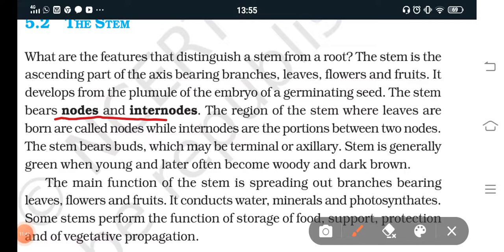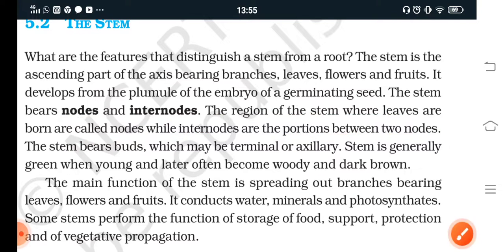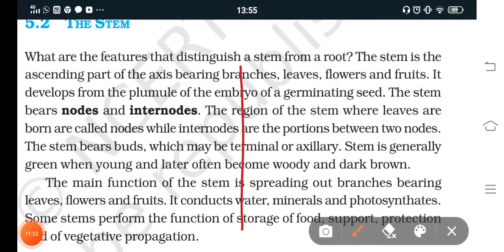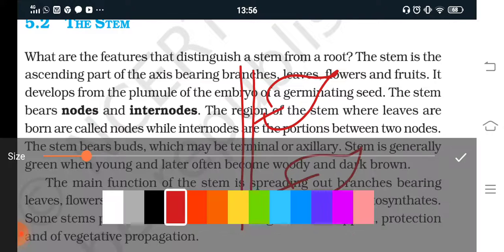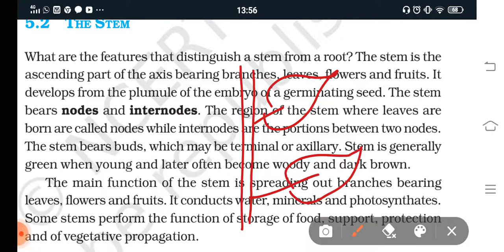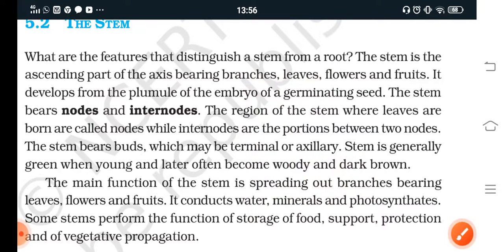Now I wanted to tell you about the nodes and the internodes. The region where the new leaves are born is called the nodes, whereas the portion between two nodes is the internode. I'll show you with an example. This is a stem. This portion where the new leaves are born, the black portion, is the node, and this portion between two leaves is the internode.